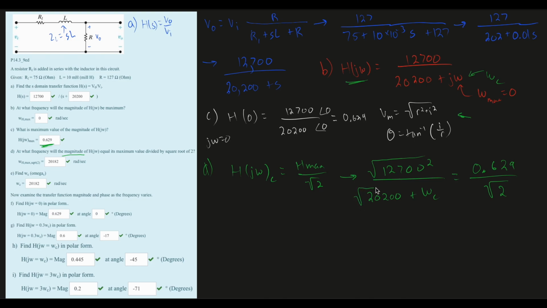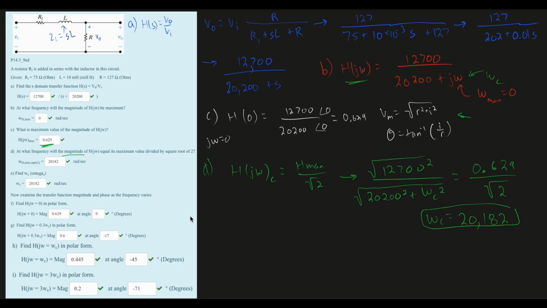Then we have the square root of this bottom part: this squared and this omega c squared. Now, we have to manipulate this so that we can find our omega c. So basically, we would take this 12,700, multiply it by the square root of 2, divide everything by 0.629, and then square all of that, subtract 20,200 squared, and then square root all of that, and we'll get omega c. If we do all of that, our omega c is approximately 20,182. That is the answer for part D.